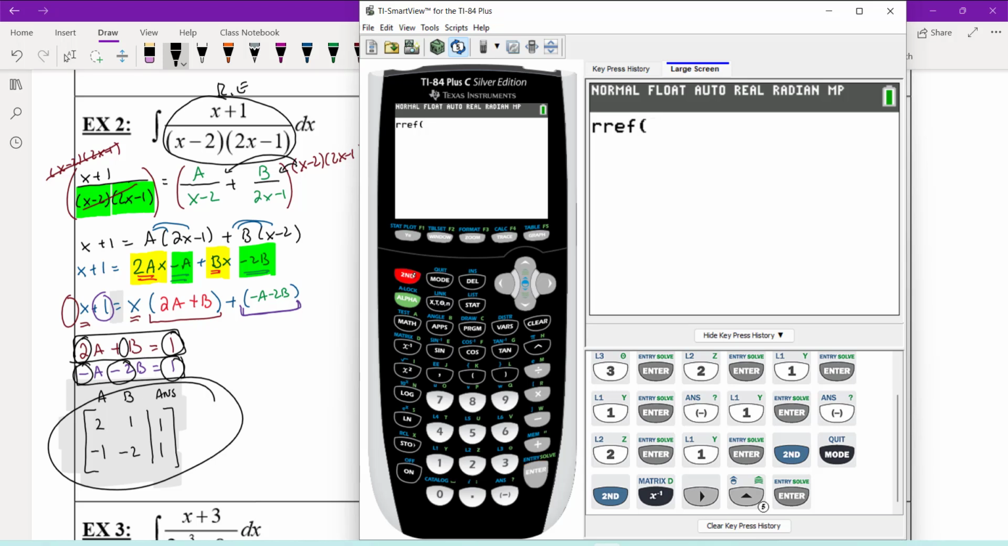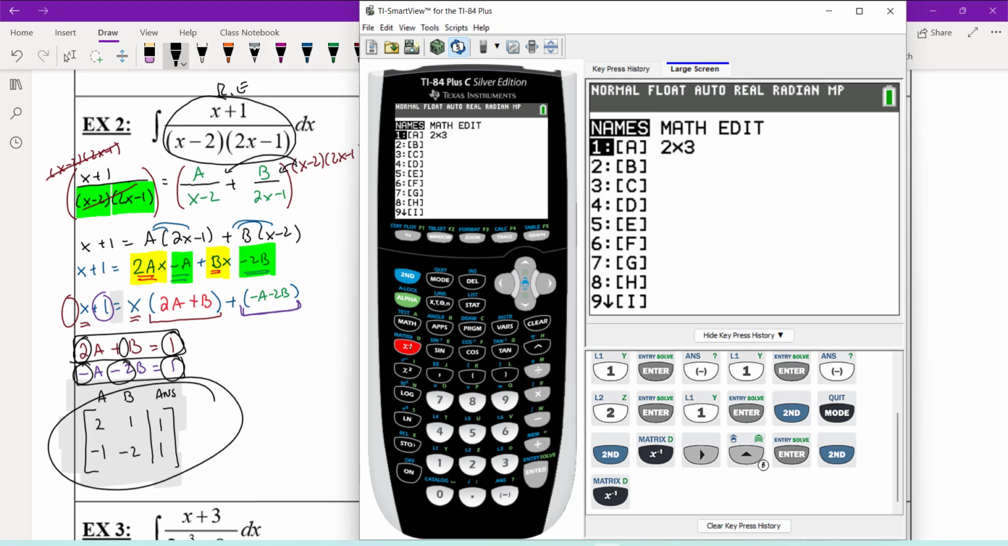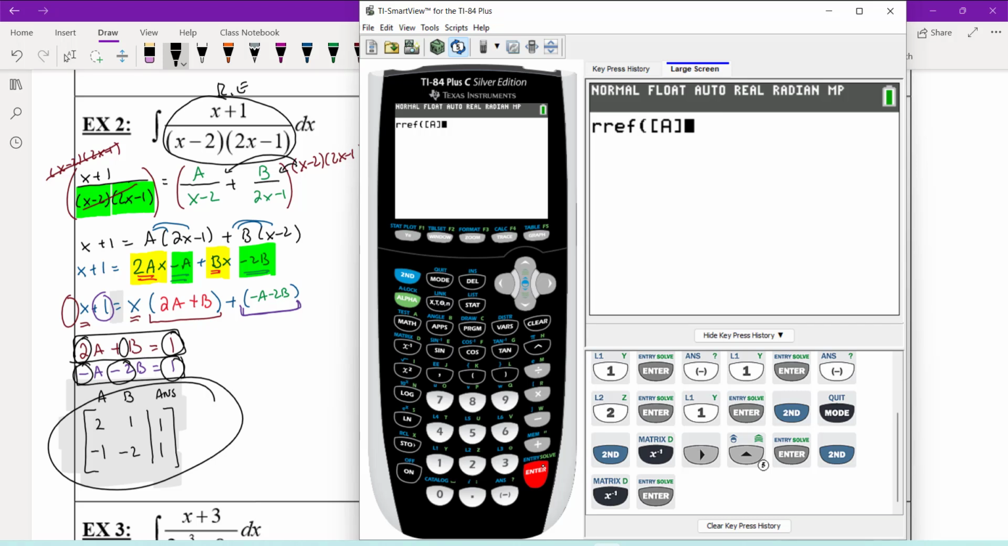One last time, you hit second and matrix. And then you're going to choose the matrix that you just put in there. I always just put it into A, so I just hit enter because I'm choosing to do the reduced row echelon form for the matrix A. Hit enter one more time, and there we go. This is what you get.